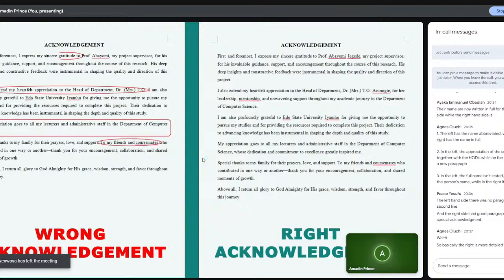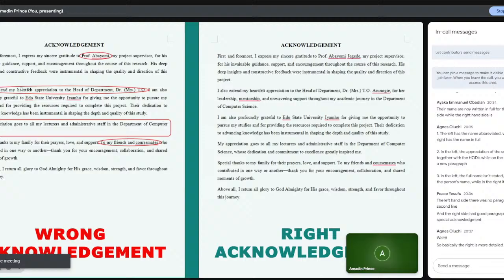Now, the solution to this. Number one, if you observe the first one, the name is not complete. Remember, I said if you must acknowledge, you must do it well. This one has Prof. Abayomi. Why don't they have Prof. Abayomi Jegede, something like that? So this one is half, while the other one is full. If you must acknowledge someone, you must do it well.